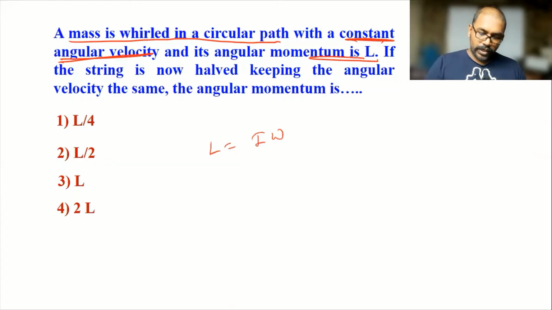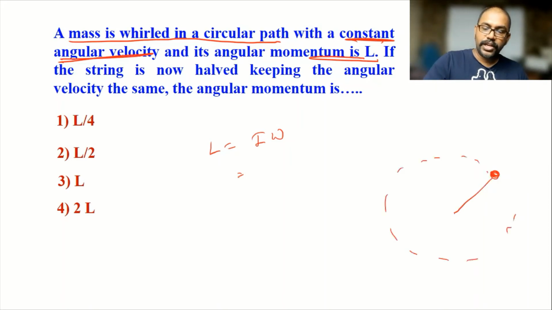So here we can write the same formula using the moment of inertia. A mass is whirled. So if I consider a mass tied by a string and whirled in a circular way with constant angular velocity omega, then its radius is equal to the length of the string, which I write as a small r. So here m is the mass, and m r square omega is the angular momentum.